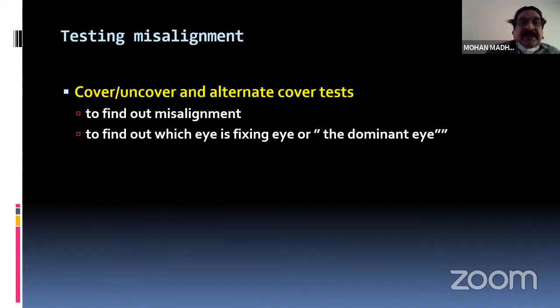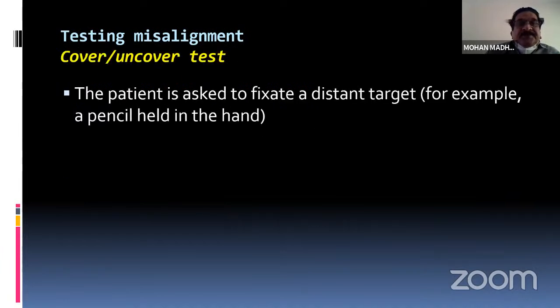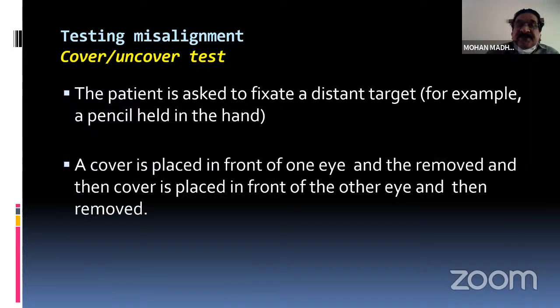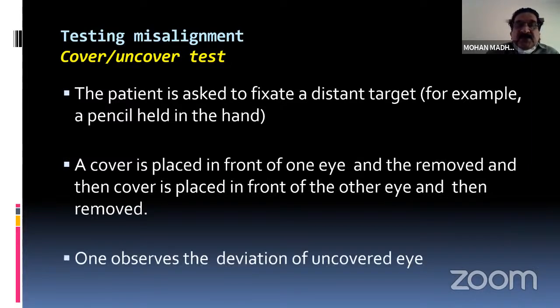So testing malalignment, this was already told to you. How to do the cover-uncover test? The patient is asked to fixate on a distant object, for example, a pencil head in the hand. A cover is placed in front of one eye and removed, and then the cover is placed in front of the other eye and removed. It was already told before.